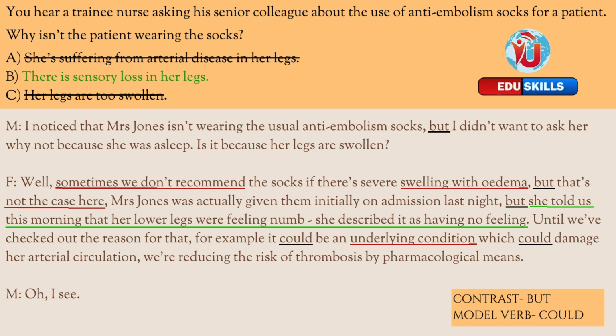Key listening strategies recap. Identify and focus on contrast words like but to detect shifts in meaning. Pay attention to modal verbs like could and might, which indicate possibilities rather than certainties. Use synonyms and context to match phrases in the audio with the keywords in the options.